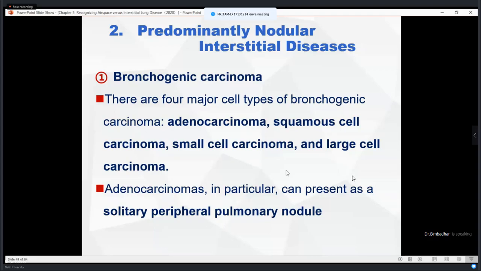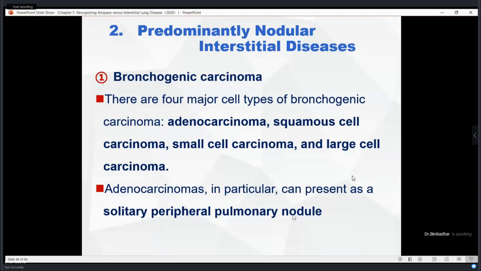Every one has its own pathophysiological mechanisms, and every one has different kinds of features on the pathological sections. In the same way, they have different particular patterns on the radiographs itself. Now, if any kind of adenocarcinoma occurs as a single focus, as a single small nodule, it is called a solitary peripheral pulmonary nodule.